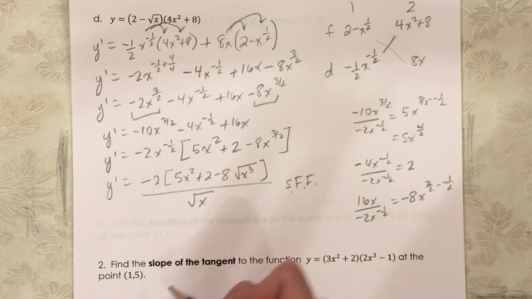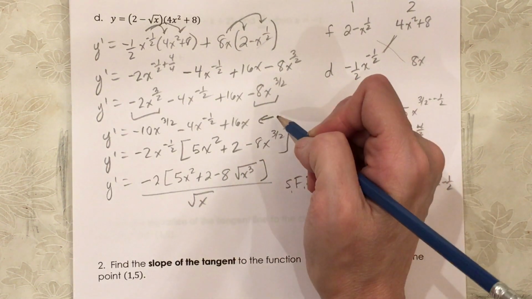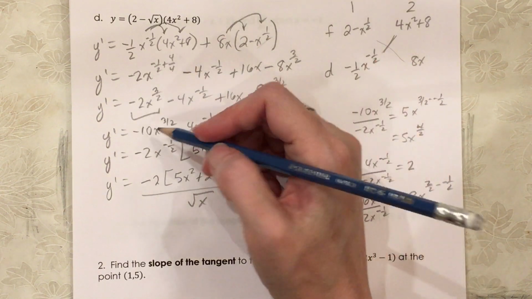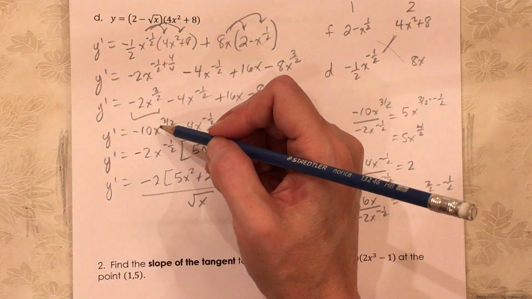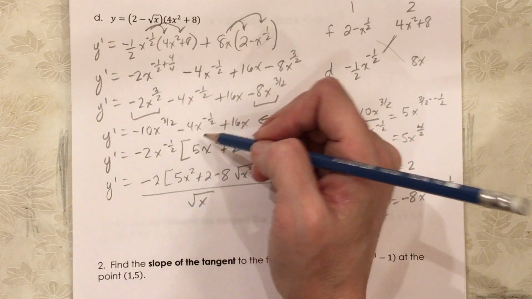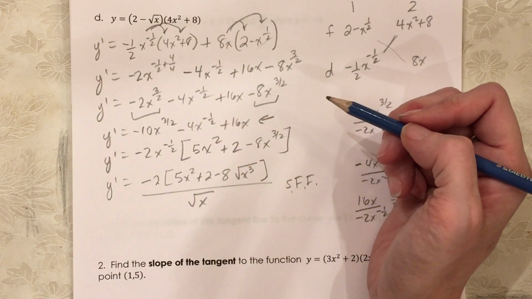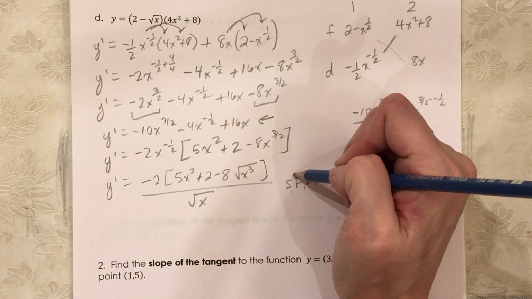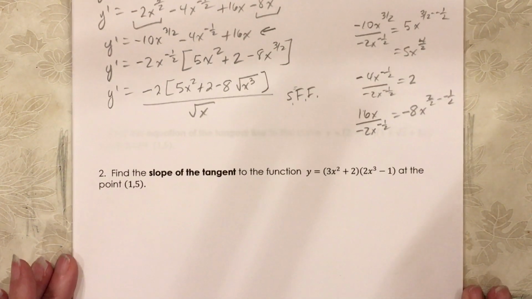Okay, if I wanted just to leave it, I could, at this step, rewrite it as negative, just with roots. So negative 10x square root of x cubed minus 4 over x to the 1/2 plus 16x, or 4 over root x plus 16x. Okay, if they did not require simplified factored form.